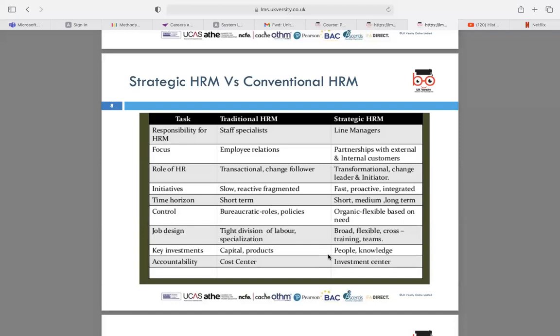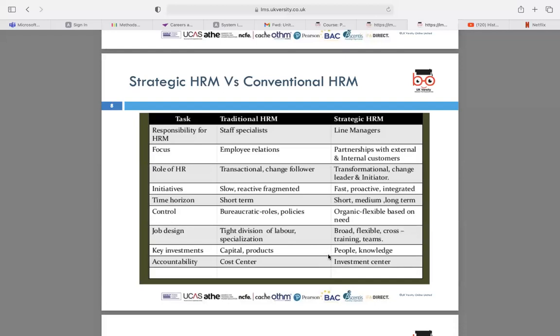Now, they had a time horizon which basically was short term, but now it's looking at the long term, eventually meaning that you're looking at the next 3-4 years when you're putting a specific strategy in place, and not just at the next 6 months.